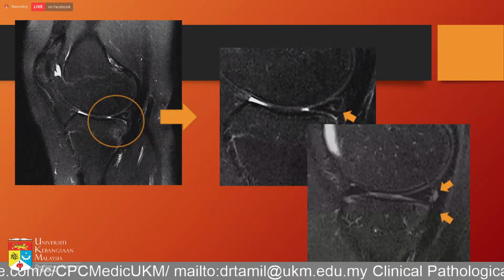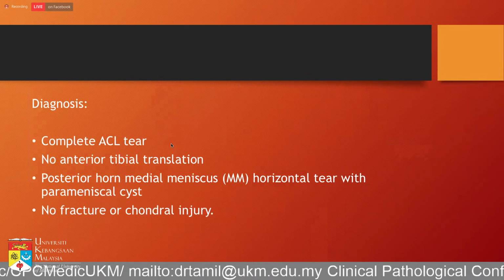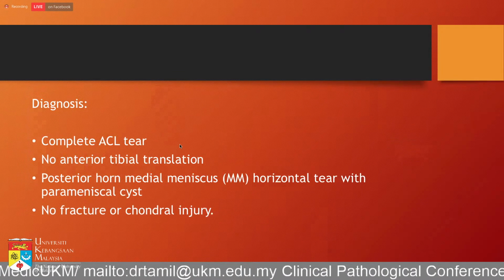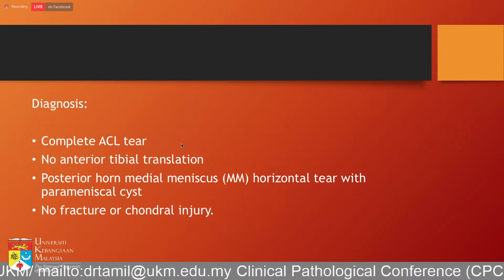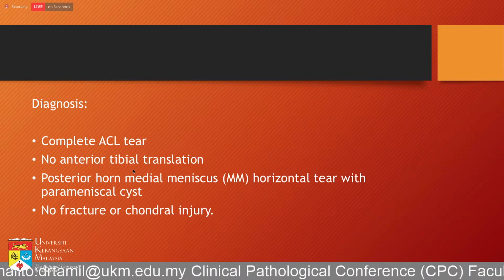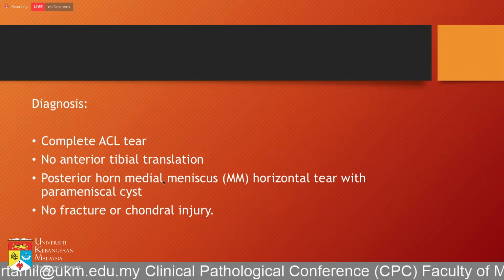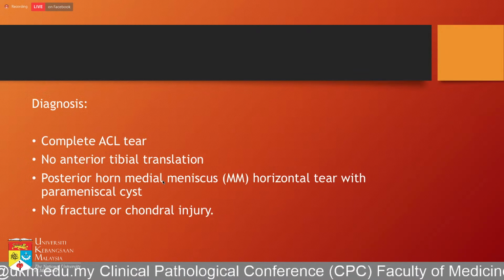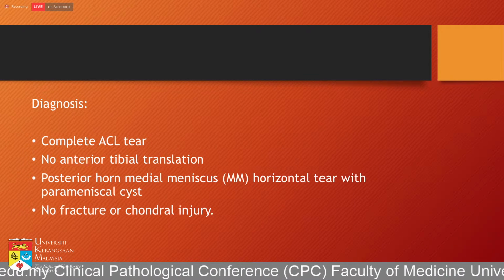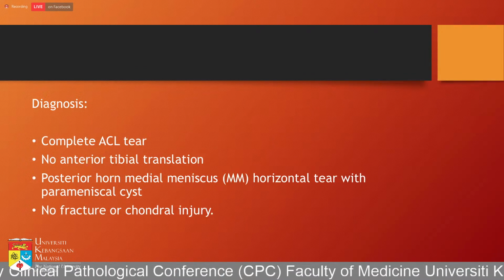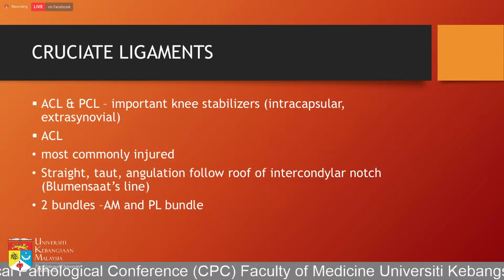Okay. So the diagnosis in this patient would be a complete chronic ACL tear. There is no anterior tibial translation, and there is a posterior horn medial meniscus horizontal tear with parameniscal cyst formation. There is no fracture or any chondral injury demonstrated.